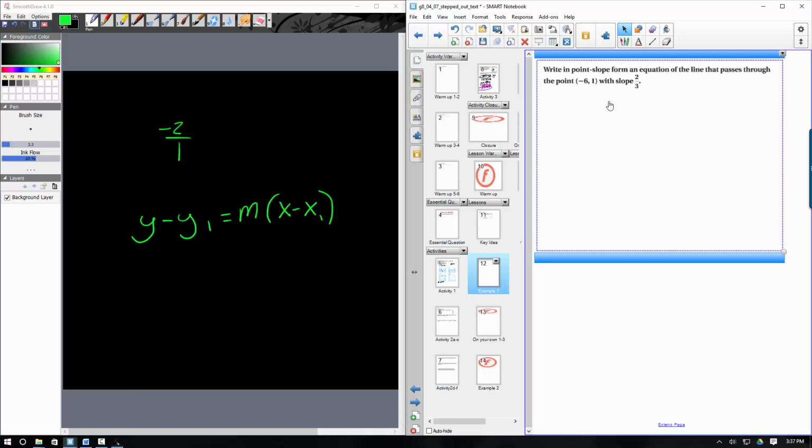So hopefully as you plugged these things in, you entered the 1 for the y, and the negative 6 right here. Now we have to distribute, of course, so this will become 2/3 x, and then plus 12 over 3, so plus 4.